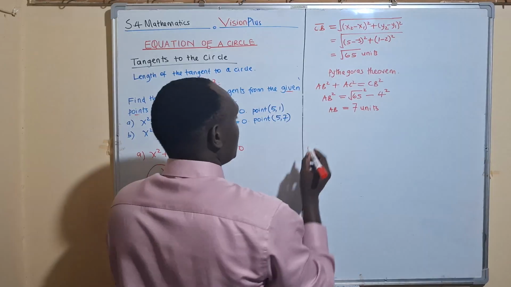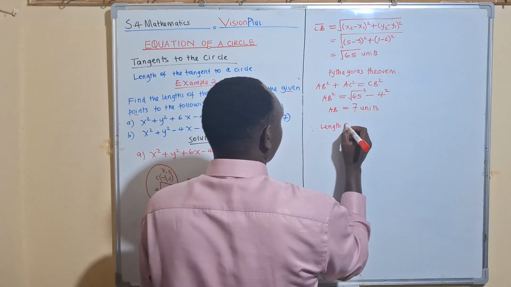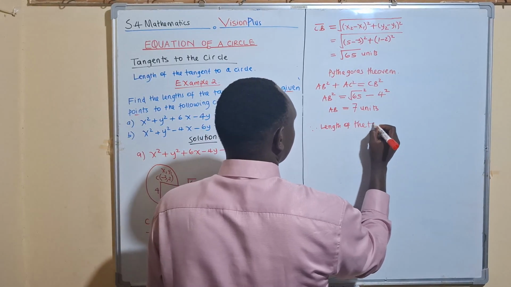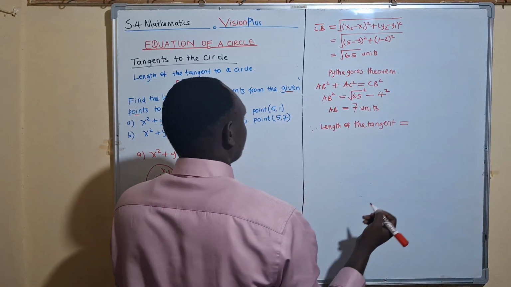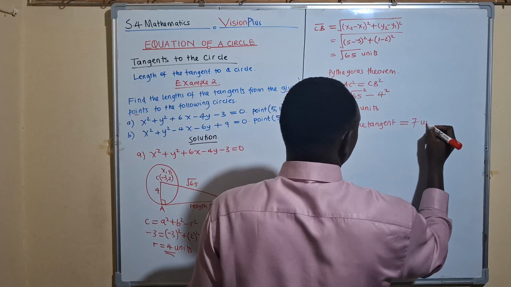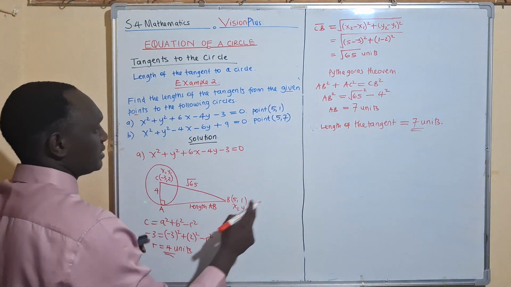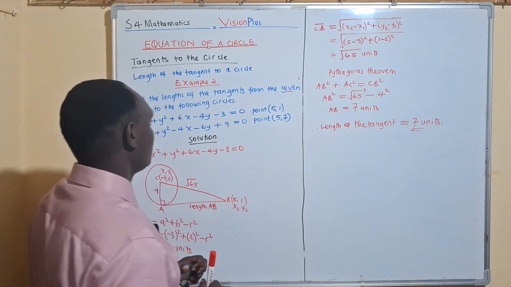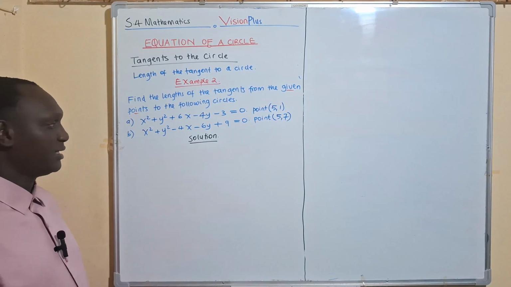Just work out AB. Therefore, the length of the tangent is 7 units. This is the length AB that we are getting as 7 units. So that is the solution to part A. Let us go to part B.